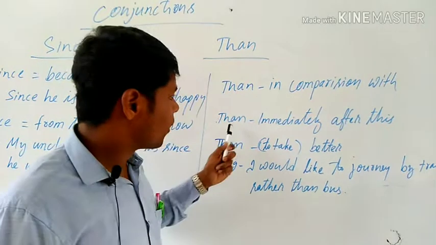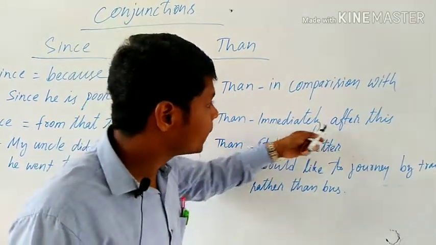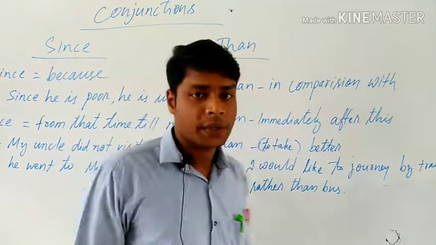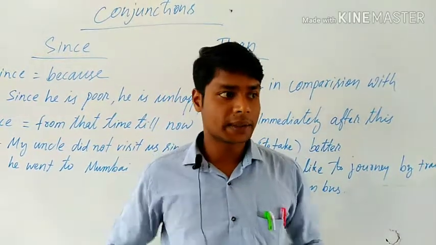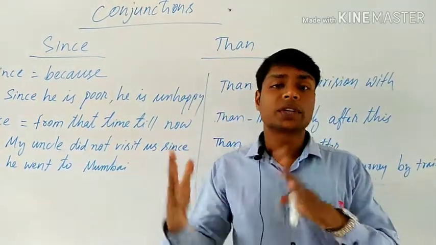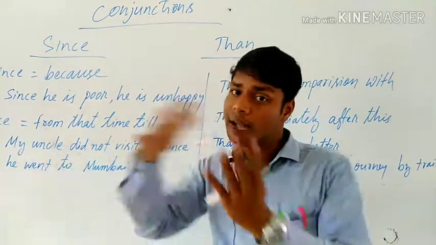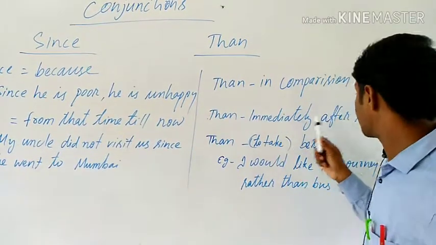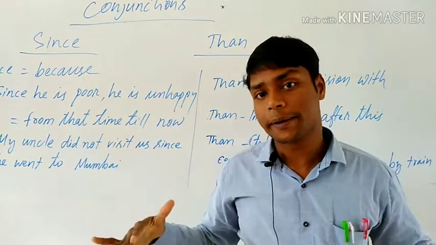Now let us learn how to use than in another sense. Than also means immediately after this. When we want to state something that happens immediately, we say, no sooner had the doctor come than the patient died. It means that immediately after something, just as the doctor reached, the patient died.